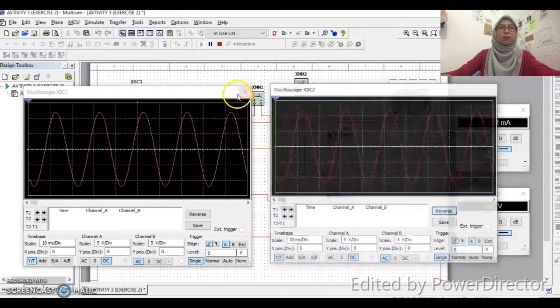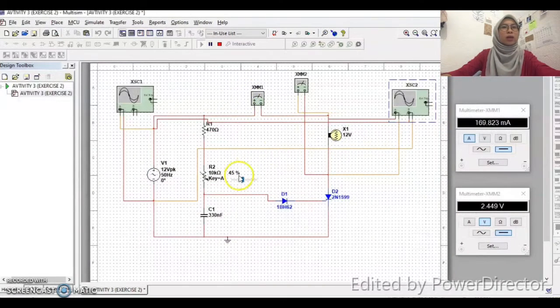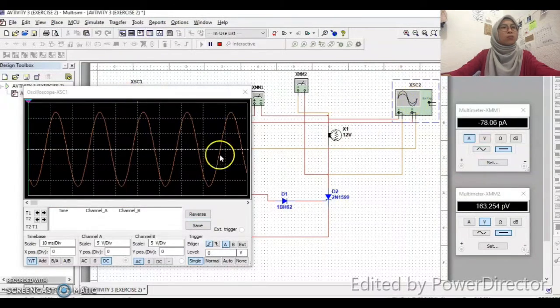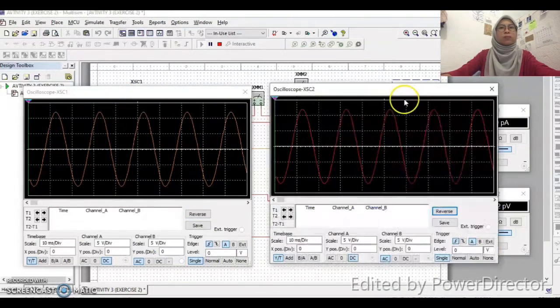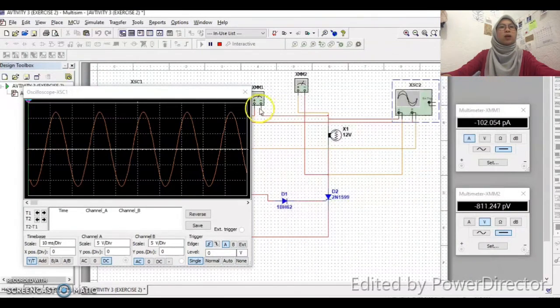Next, the last one is for 100%, which is the maximum angle. So for the maximum value, we got negative values. So for the oscilloscope, this is the oscilloscope. So that's all. Thank you.